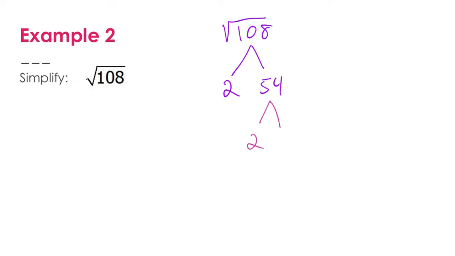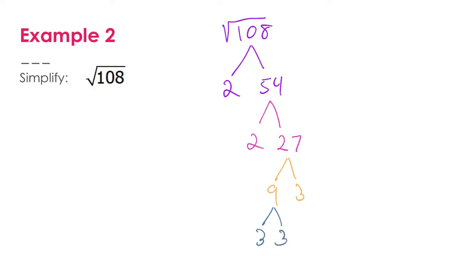So again, I'm going to take out a 2. 54 divided by 2 is going to leave me with 27. And then I might be getting somewhere that I know. So then I know that 27 is going to be 9 times 3. So I could do 9 times 3 for 27. And now I see that I have a perfect square that I know, and 9 and 9 is going to be 3 and 3.